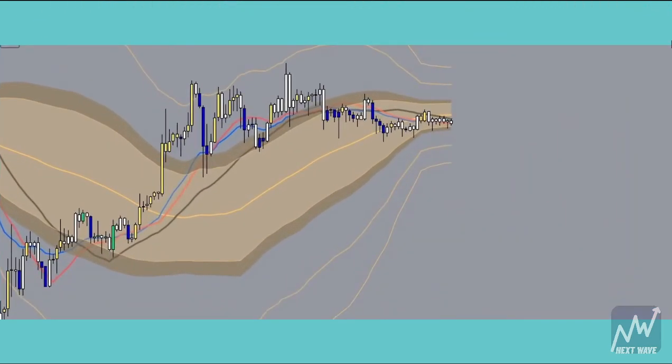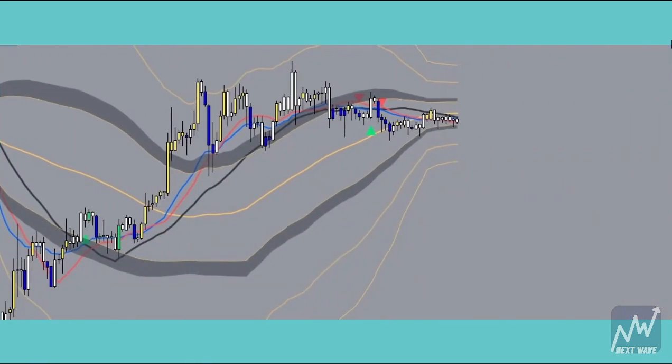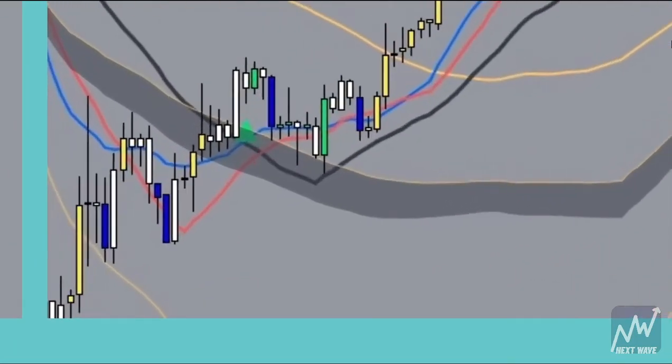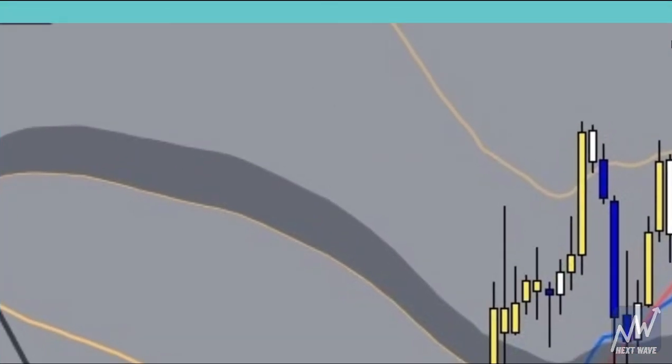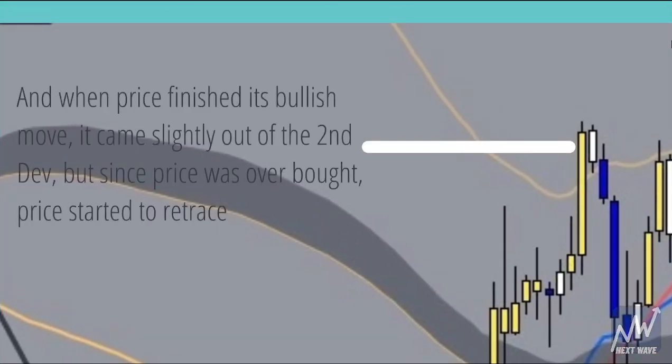And here we see the deviations with all the other parts of the bands. And here we see the deviations without the band. Here is where price started its uptrend after coming back into the deviation 2. And when price finished its bullish move, it came slightly out of the second deviation, but since price was overbought, price started to retrace.